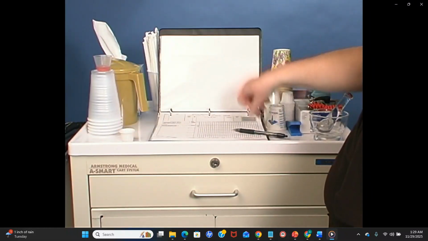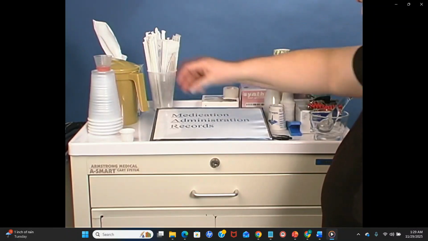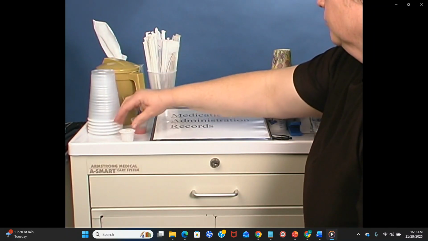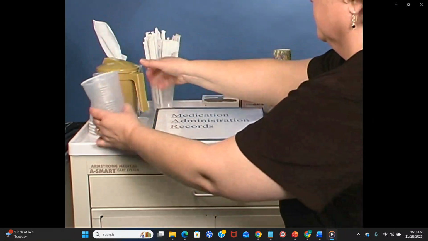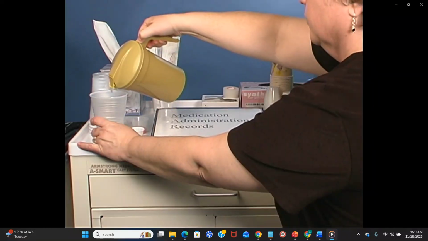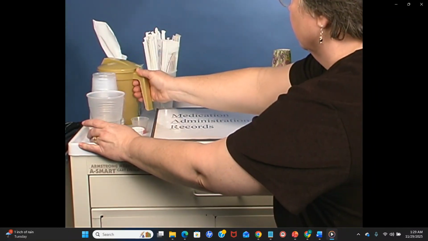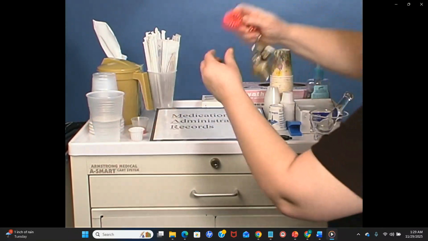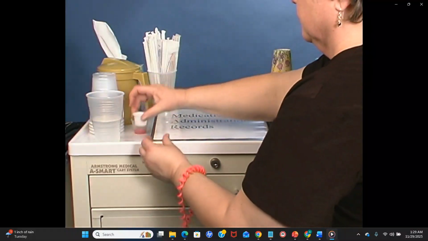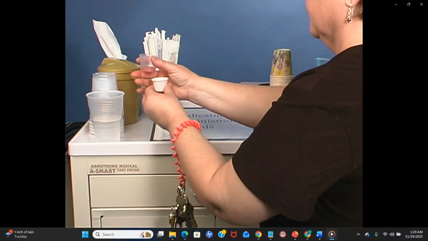Close the MAR to prevent unauthorized persons from viewing private medical information. You are required by law to protect your client's privacy and to keep their personal health information confidential. Remember to pour a cup of water for the client to drink with their medications.